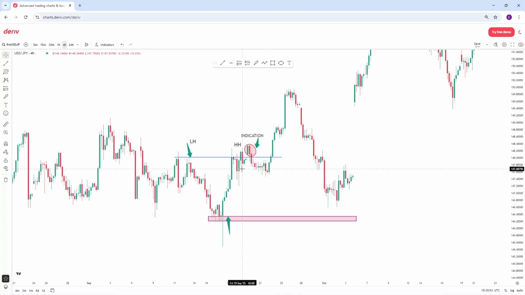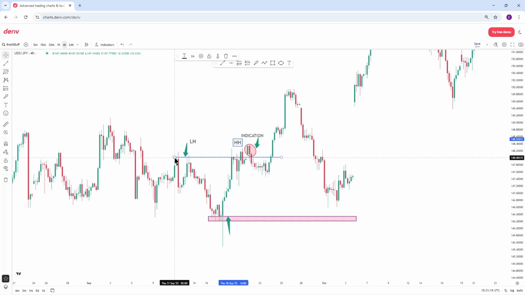This is the indication, right? As you can see, the market broke above this previous lower high, coming from a low. So it came here and made a higher high, giving us our indication. That's how you spot an indication for the buy side.